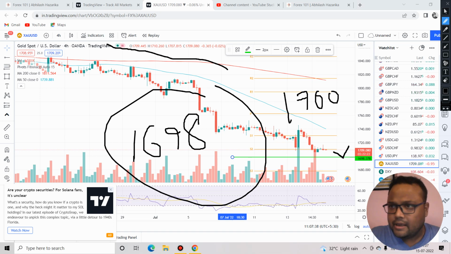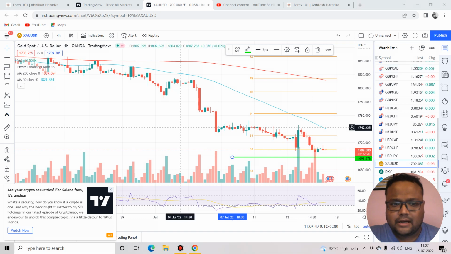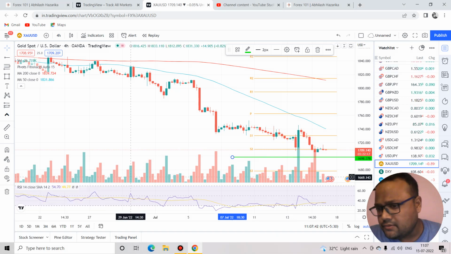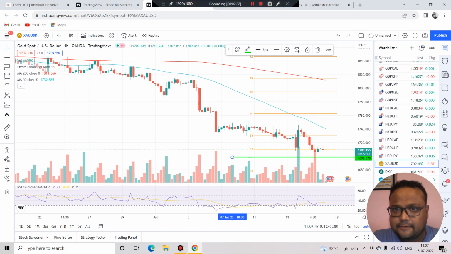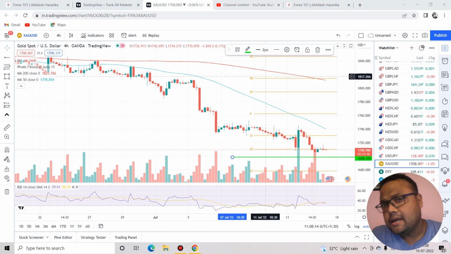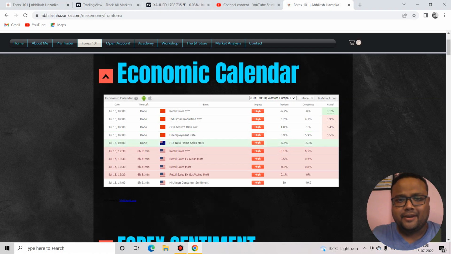If it is more than that, then well and good, but otherwise, I think that if it bounces, 40, 50 pips is decent enough. And in case heavy selling comes during the US session, because yes, we have another event coming up. You can see retail sales coming up after 6 hours 51 minutes.